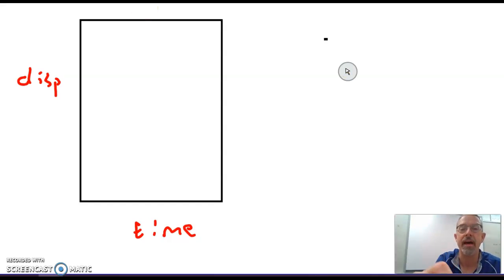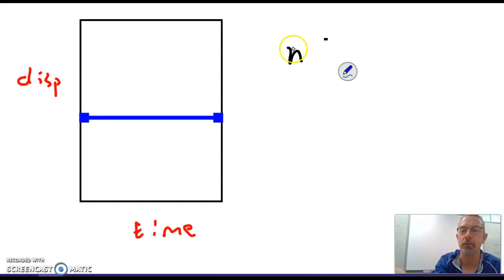So if I have a line that looks like this, that means that there's no displacement. If there's no displacement, there's going to be no velocity. So let's use a blue line here indicating that. This means that there's no velocity because I'm not displacing myself at all. That's what that line would mean.